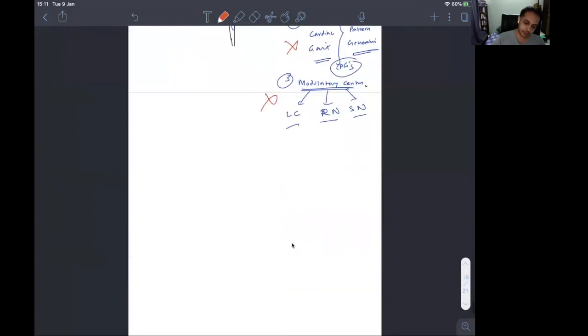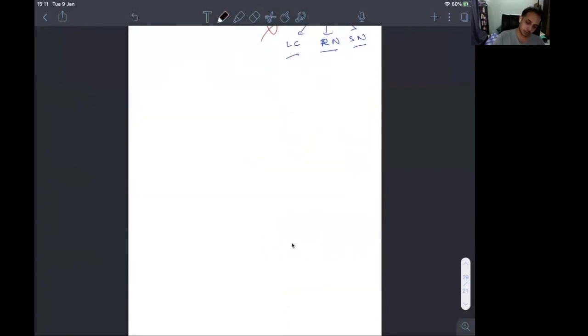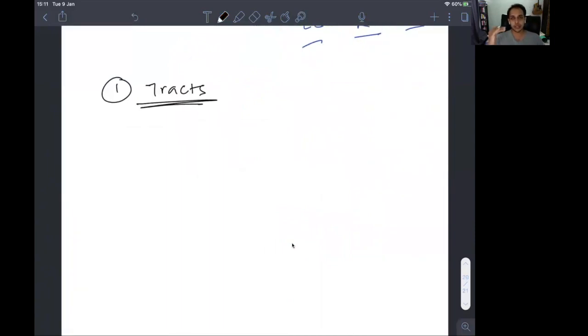Now, let us take these three things one by one. Let us look at tracts. So what can be the tracts that are going through the brainstem? Let's take the two types of tracts separately. Let's take the motor tracts first. The motor tracts, meaning the descending tracts.